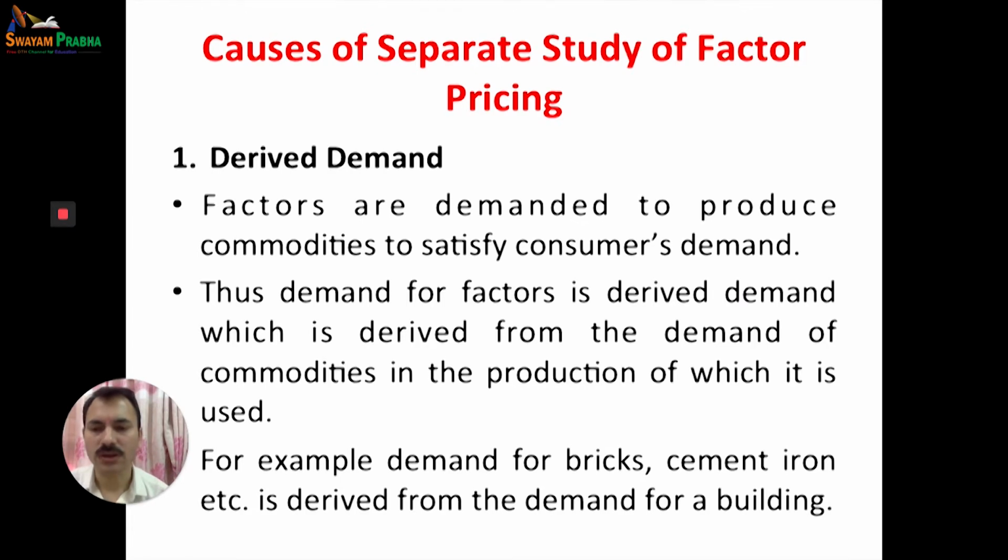You have to pick up your luggage, so you need a coolie or a laborer. That is derived demand. You will not directly consume the labor, but you need the services of the labor. So derived demand is basically for the use of services of the factors of production, whereas the demand for commodities is direct demand, as they directly satisfy our wants.